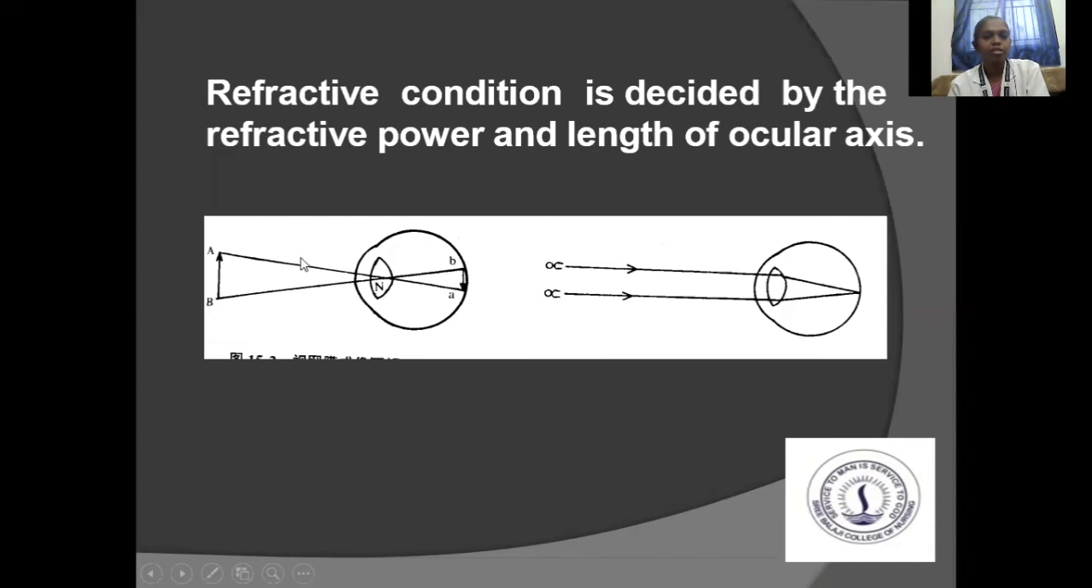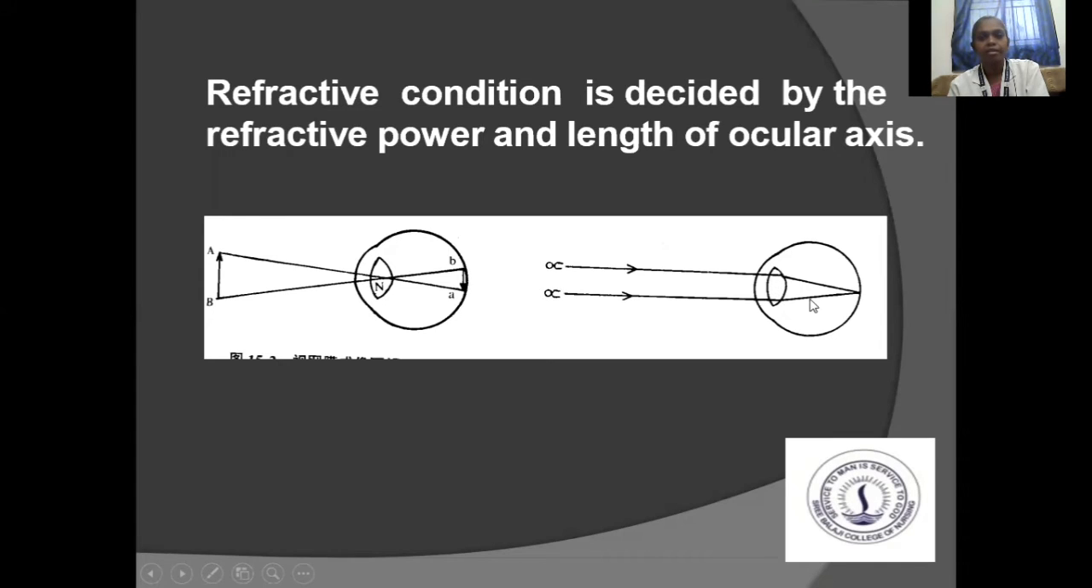See, here the image is coming, the refraction is going on, and it's supposed to be perceived. Everything is supposed to happen properly. If anything goes wrong, they won't be able to visualize things properly. So for normal refraction or normal perception, we need a proper refractive power as well as proper length of the ocular axis. The length is very, very important.